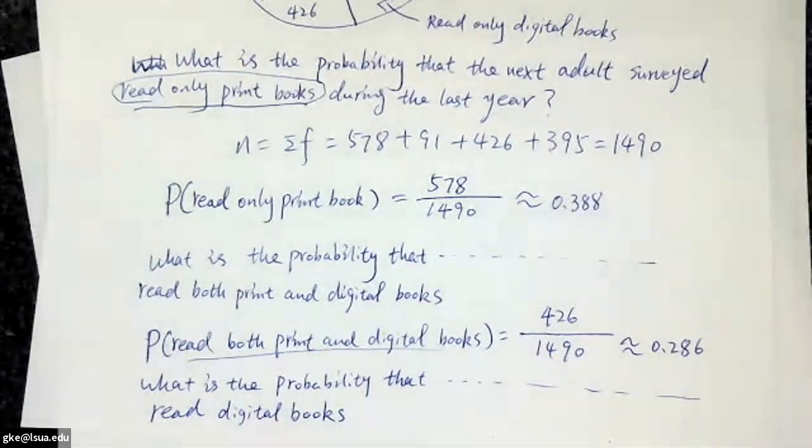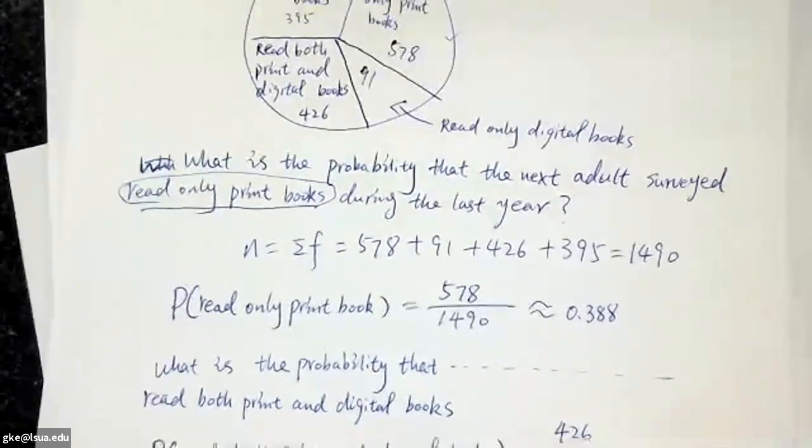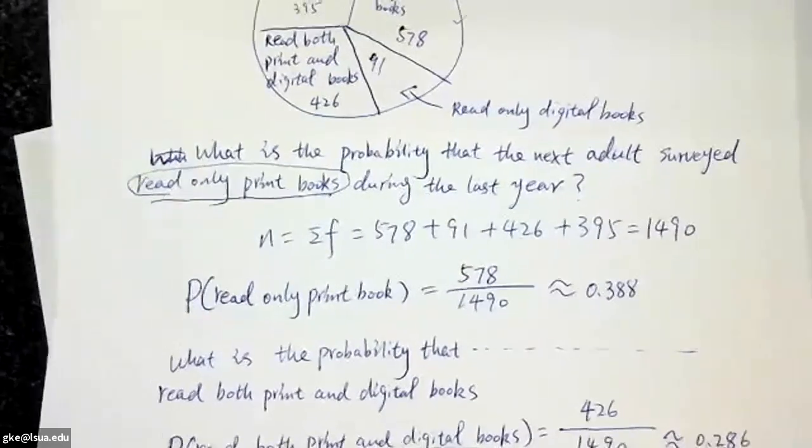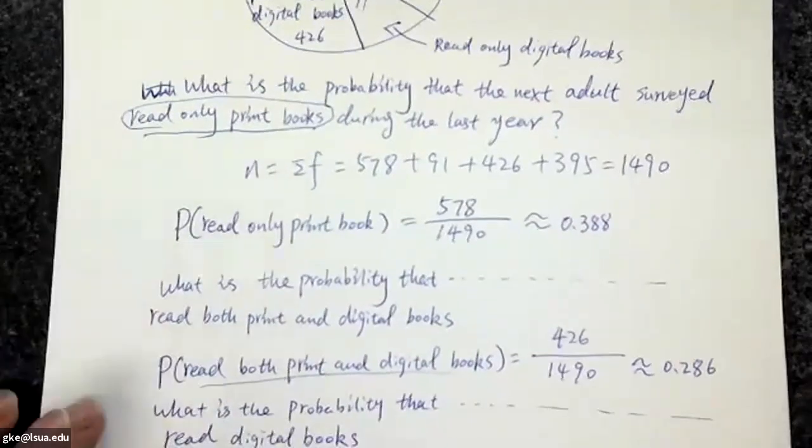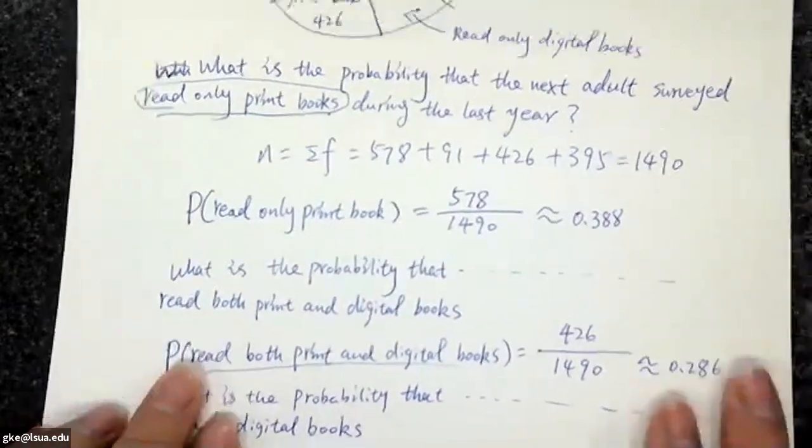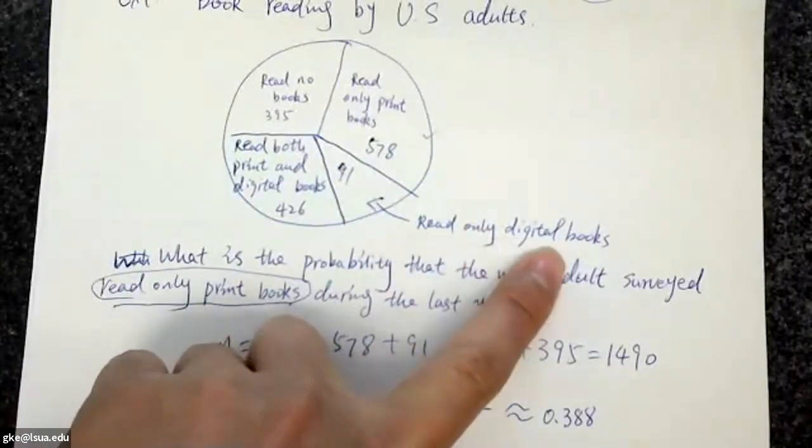Did you get it? 0.61. Point what? 61. You said the probability of digital books? Digital books. Yeah, read on. 0.061. That's wrong. How is that wrong? It's 91 divided by 1490. No, no, no. Read digital books. Here is read only digital books, right?